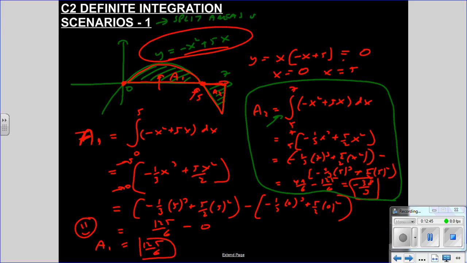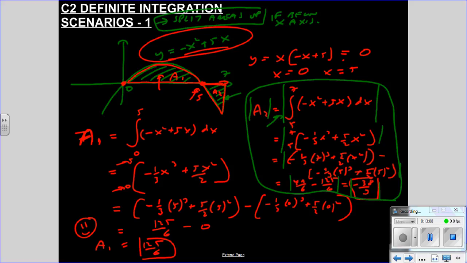Split areas up. Because if below the x-axis, right? If you understand what's going on, you're going to get a negative area. You need this to be positive. So area 2 is going to be the modulus. Can you see? The modulus means the absolute value, doesn't it? Of that answer. So it's just 38 over 3. But only if you understand what's happening.